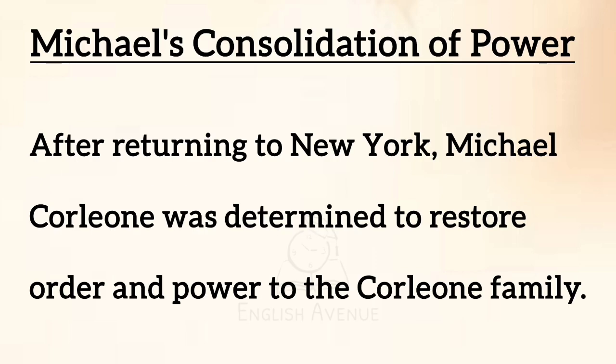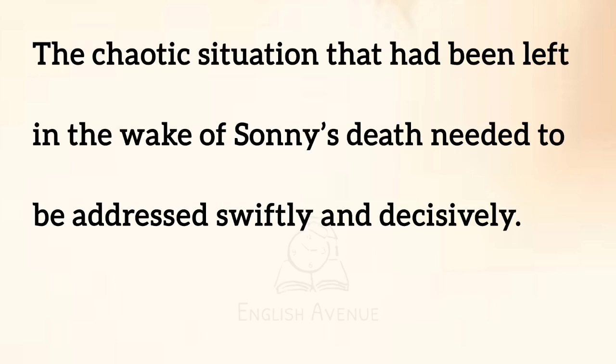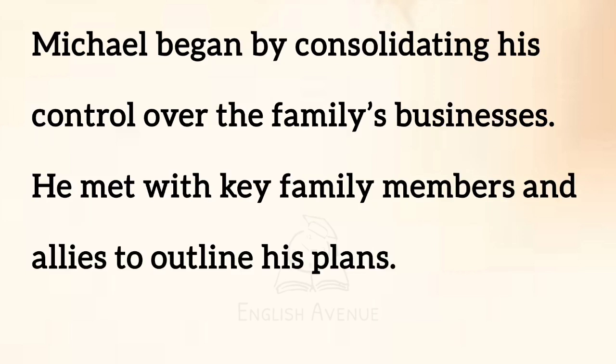Michael's consolidation of power. After returning to New York, Michael Corleone was determined to restore order and power to the Corleone family. The chaotic situation that had been left in the wake of Sonny's death needed to be addressed swiftly and decisively. Michael began by consolidating his control over the family's businesses. He met with key family members and allies to outline his plans.